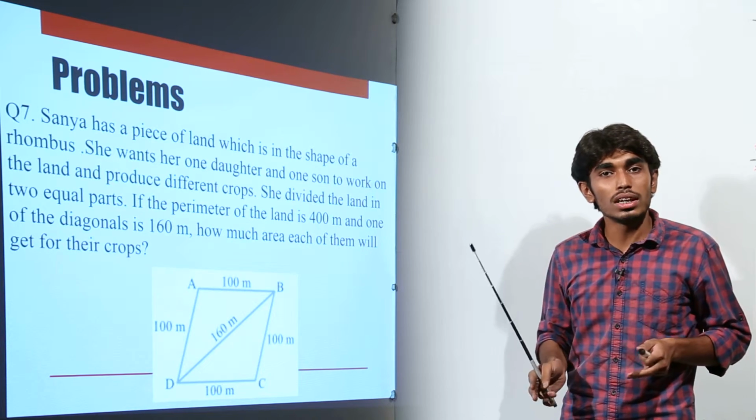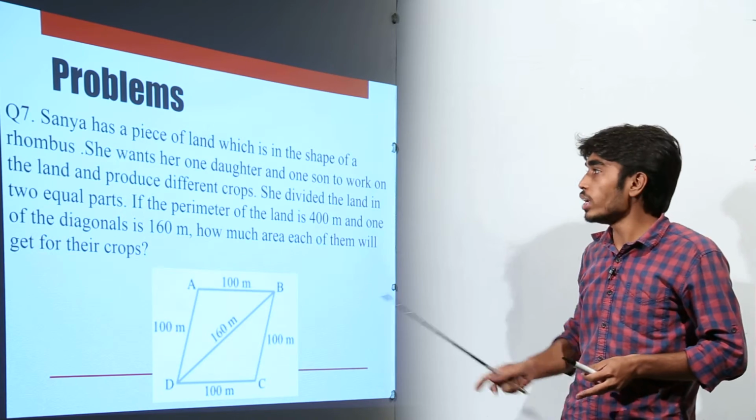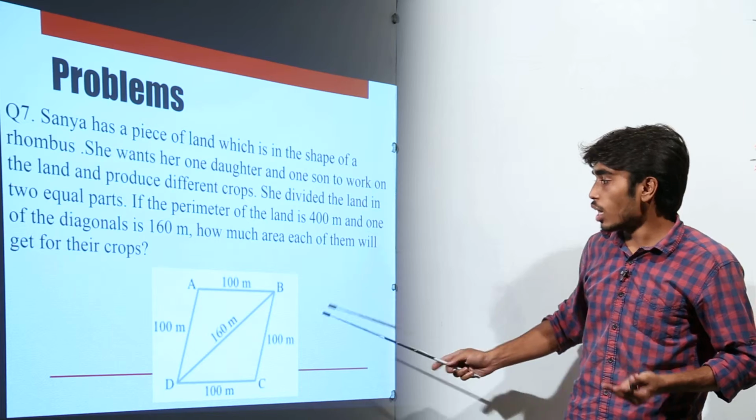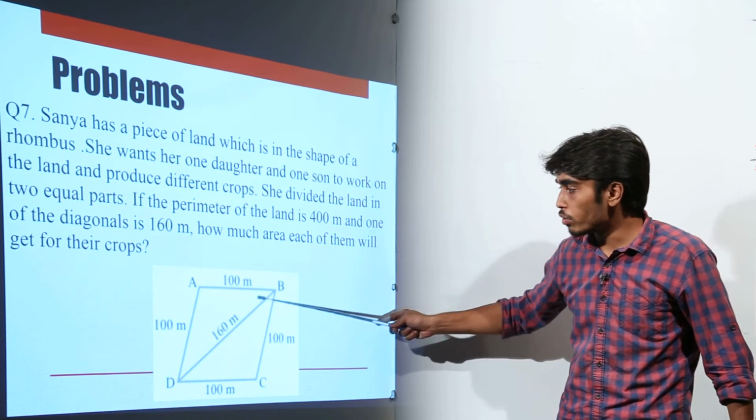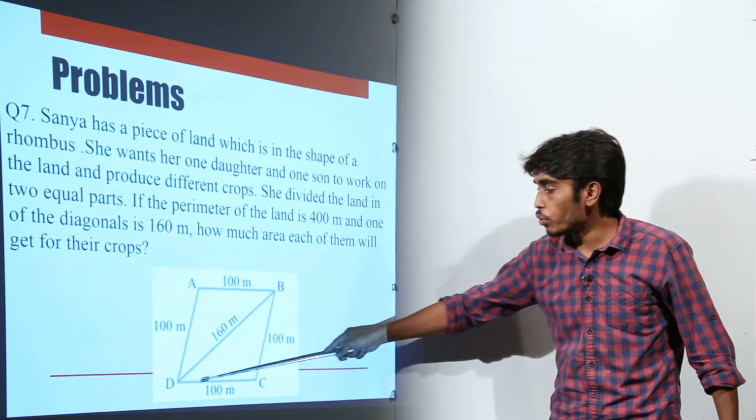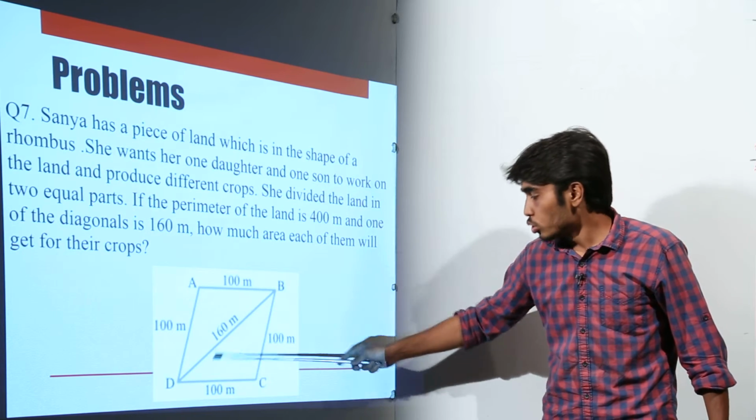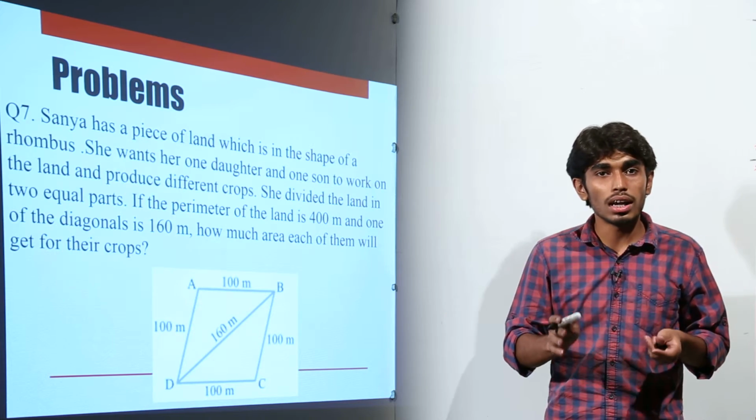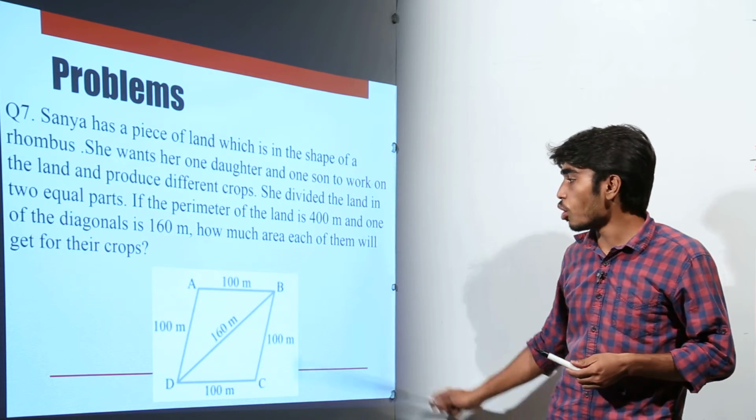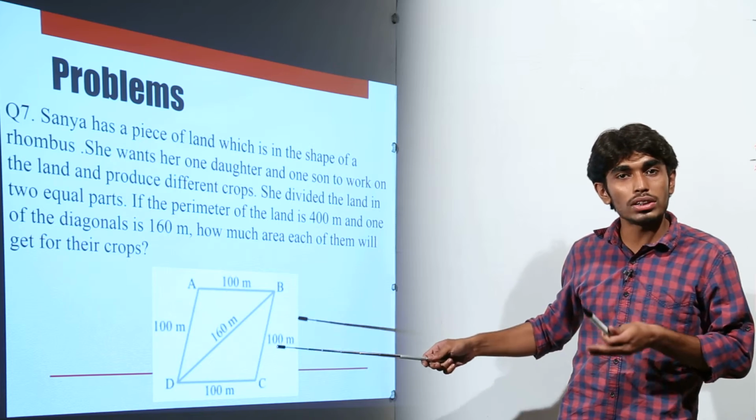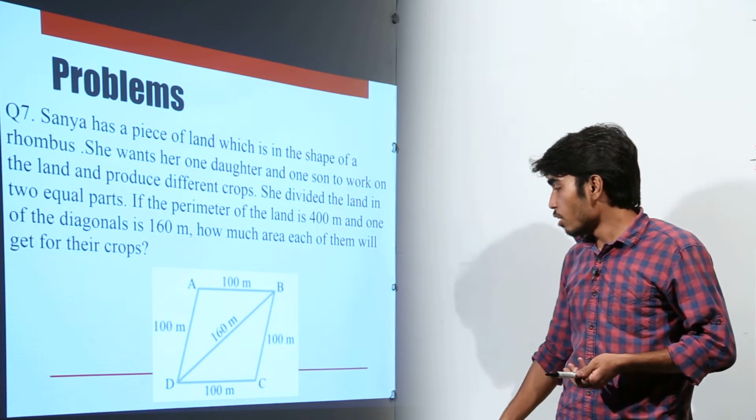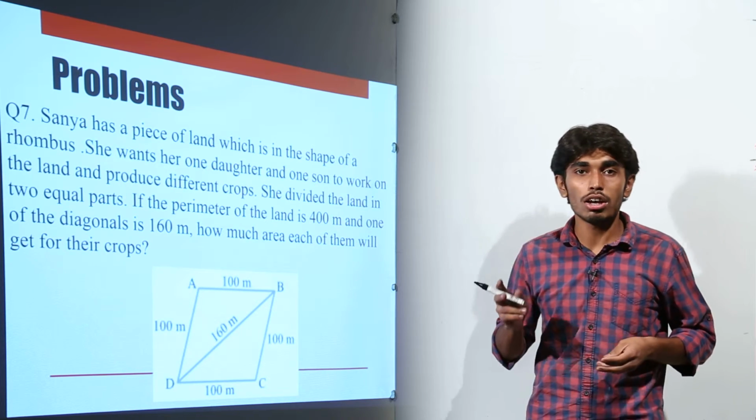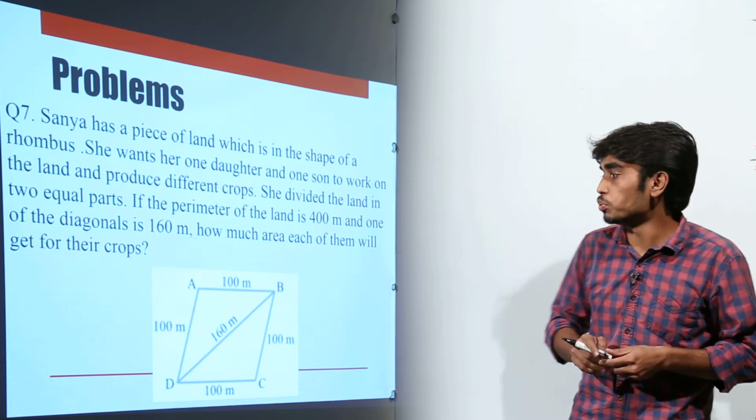Now what she wants is to divide the land between her daughter and her son to produce 2 different crops. The son would be growing the crop in this part of the area, and the daughter would be growing the crop in this area. So we have to calculate the area of crop for both the son and the daughter. Since it is a rhombus and the diagonal divides the rhombus into 2 triangles of equal areas, we have to calculate the area of any one triangle, and then we will get the area for both the daughter and the son as well.